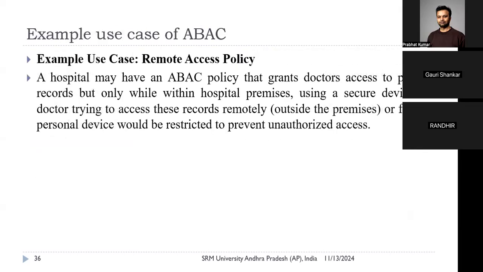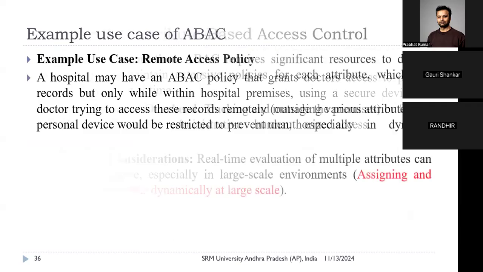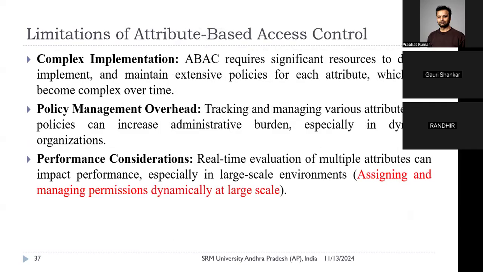So this is one remote access policy. Using it outside the permission, he cannot access. So same example. Limitation: it is actually complex to implement, because with different attributes you are maintaining a policy for each attribute. You have to validate each attribute. So this is complex.